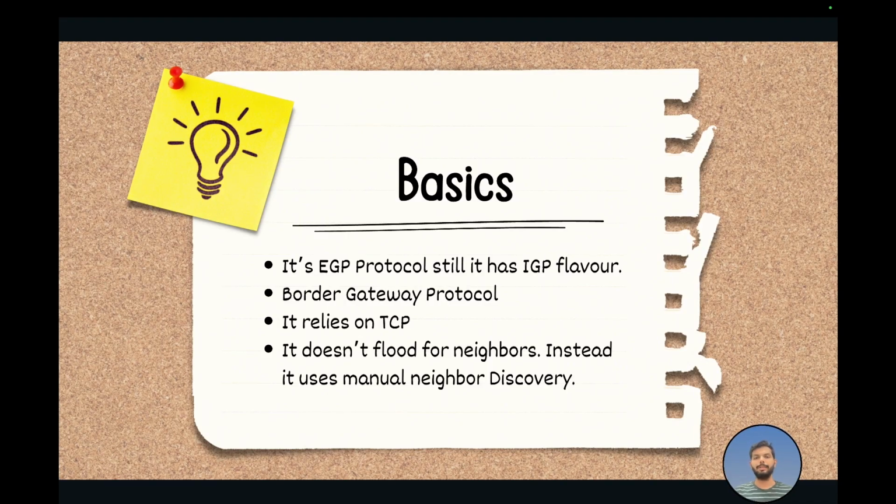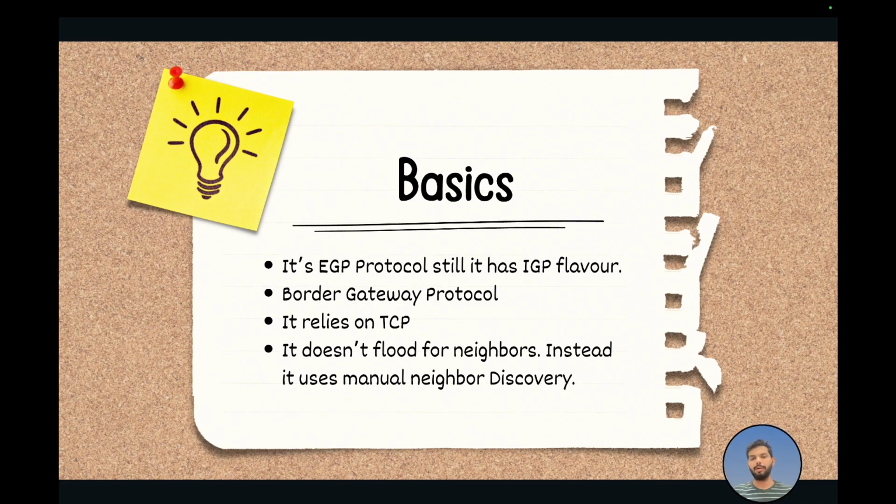It relies on TCP, so it's really different from the previous protocols that we have seen. It's completely different, and it doesn't flood to find neighbors. Instead, it uses manual discovery. In previous protocols, we saw that OSPF multicasts packets to form a neighborship, but BGP doesn't do that. BGP relies on manual neighbor discovery, so we configure the neighbors that we want to talk with. That's how BGP works.